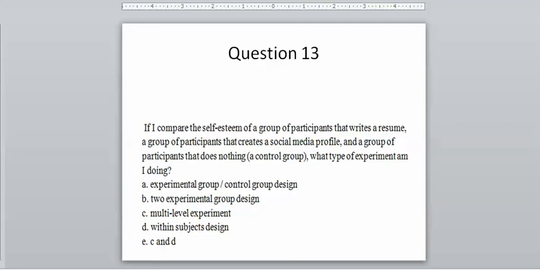Now, what if I'm comparing three groups? I'm comparing the self-esteem of a resume writing group, a group that creates a social media profile, and a group that does nothing. I have three groups, which means you could say I have three conditions, which means it's a multi-level experiment. A multi-level experiment has more than two conditions.